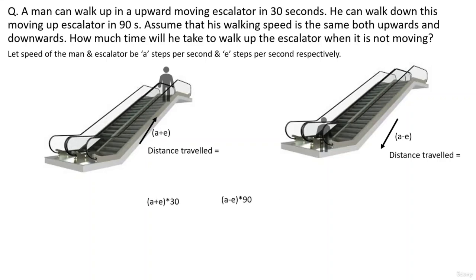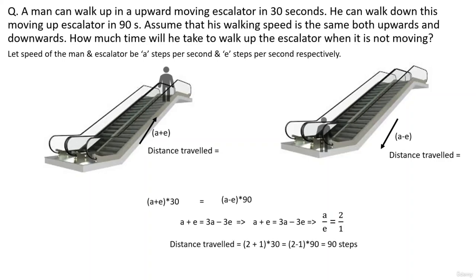Both of them equate to the same distance. So just equate them, and you will solve for the ratio a is to e. When you solve this, you get a by e equals 2 is to 1. You can substitute the value of a as 2 and e as 1 in either of the two equations. In whichever one you substitute, 2 plus 1 into 30 is 90, and if you substitute in the other, 2 minus 1 into 90 is 90 steps. So 90 steps are required.